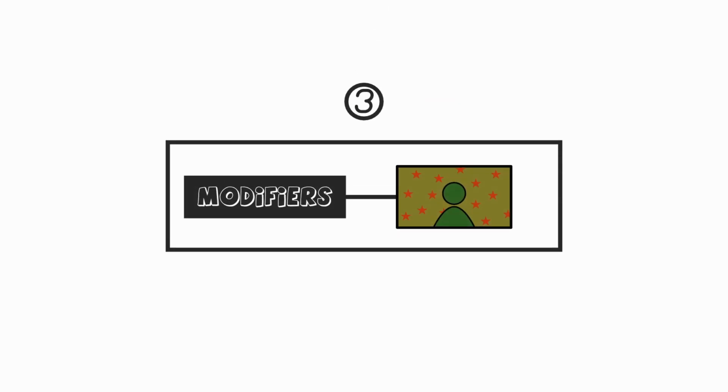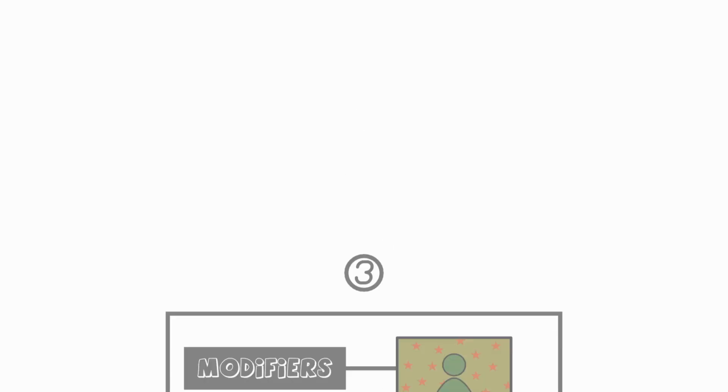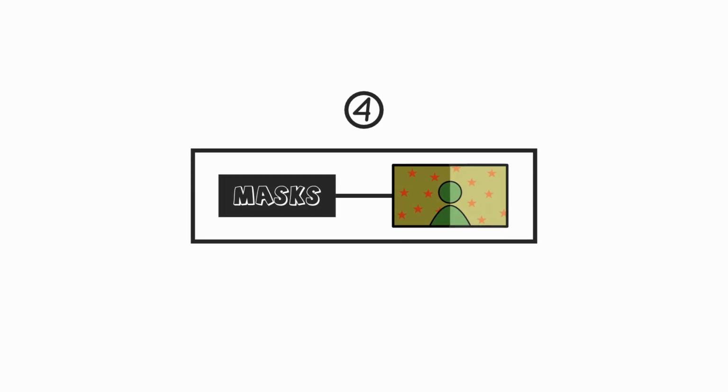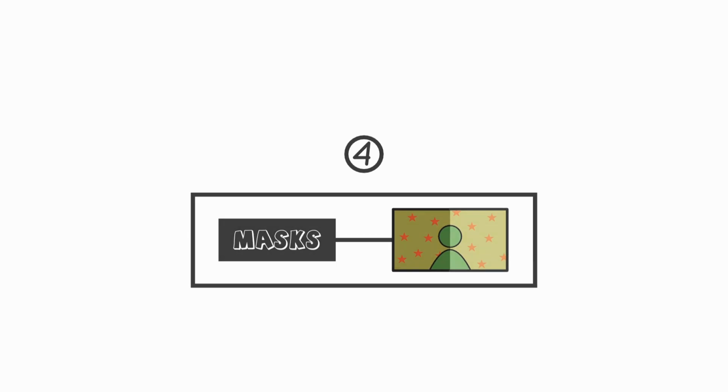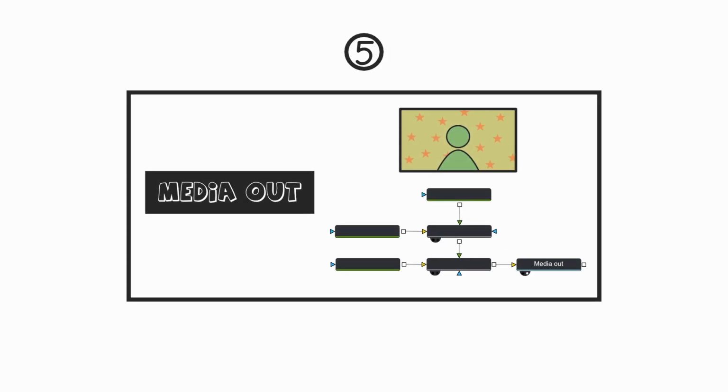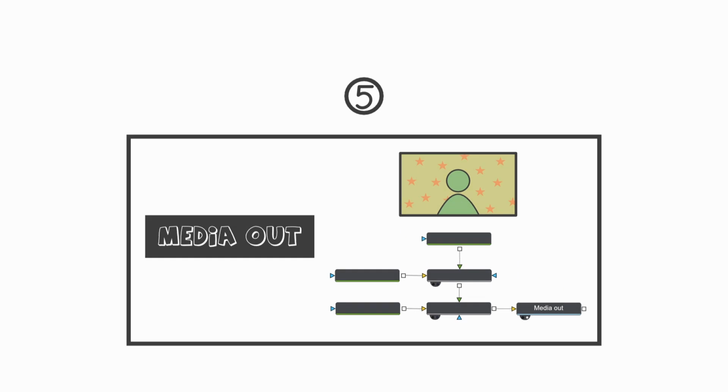Modifiers. Modifiers are like effects we add, or adjustments we make to a generated image. Masks. We use masks to limit where an image should be generated or where an effect should be added. Media out. All our nodes, no matter how long the chain, must be ultimately connected to the media out in order to be displayed on the viewer and rendered.